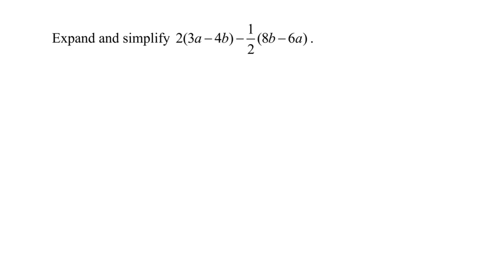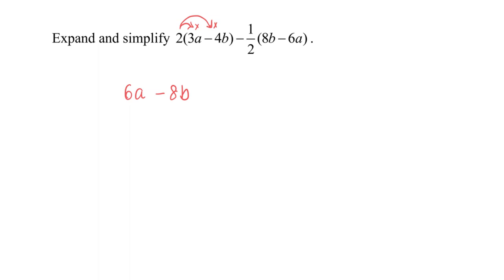So for the very first part, I see that I will have brackets. So I will need to expand first, meaning I'm going to multiply the number in. In this case, this is 2 times 3a, 6a. 2 times negative 4b, negative 8b.